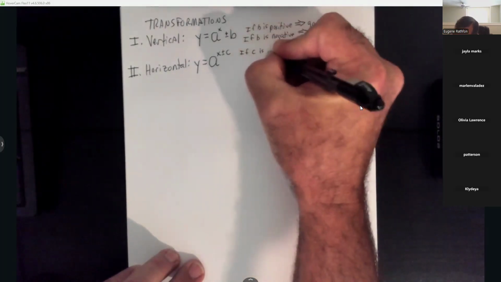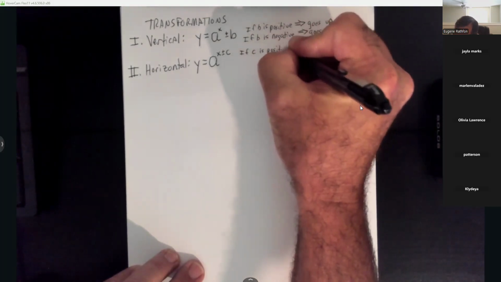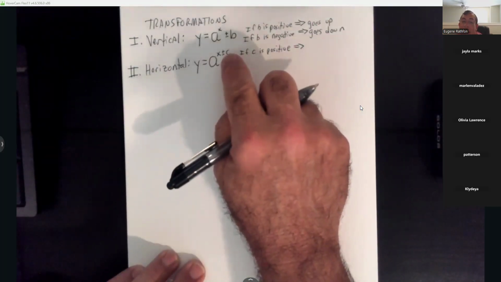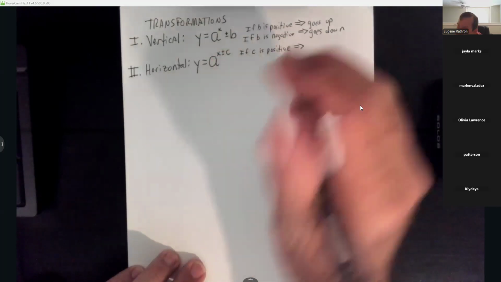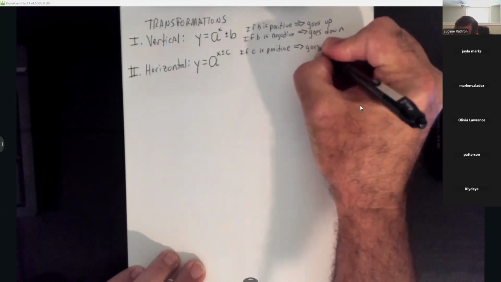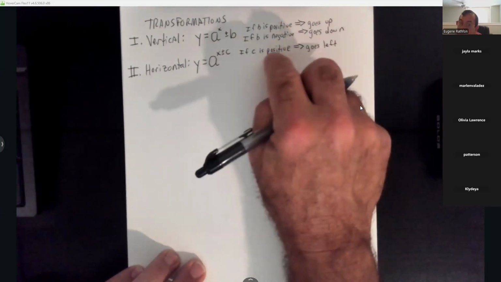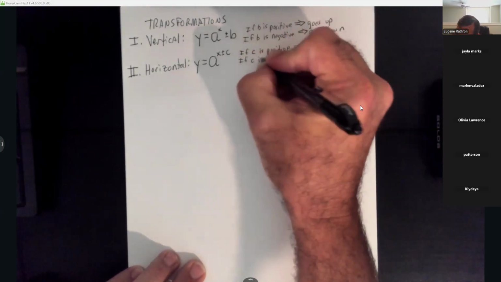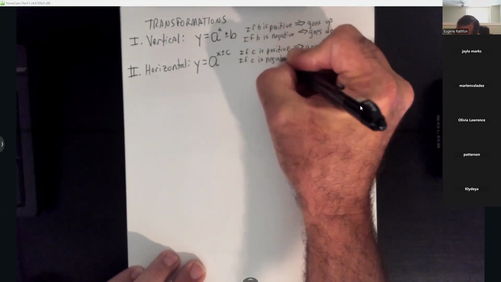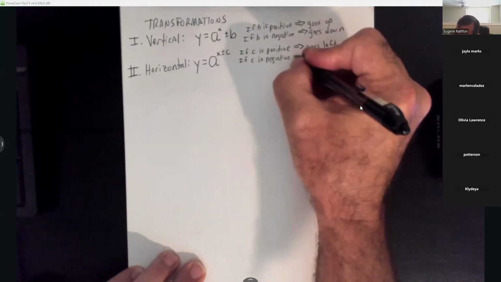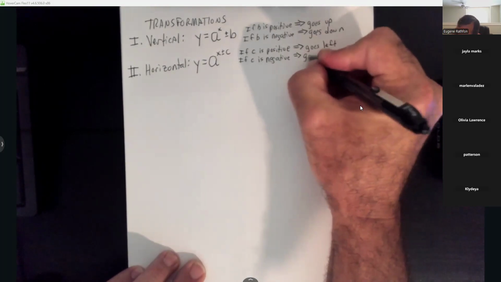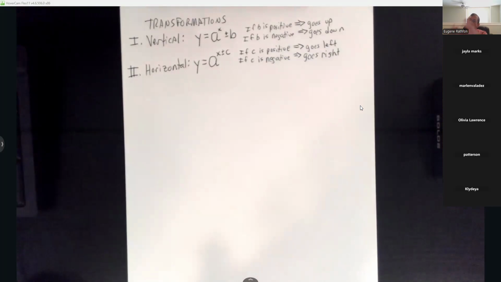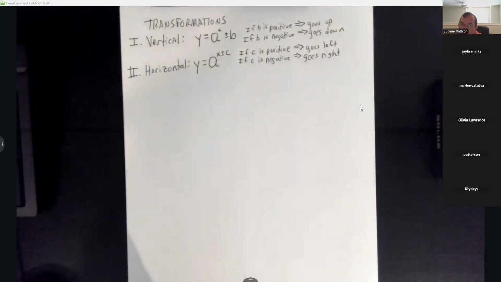If c is positive, now this is just like in 7-2. When you added to the x, you went left. So sort of backwards if you think about it. And then if c is negative, so you're subtracting from the x, it goes right. So that horizontal is always backwards from what you think, okay?